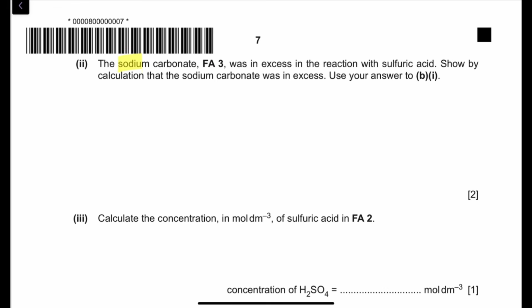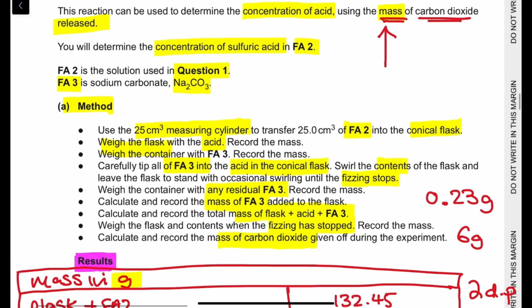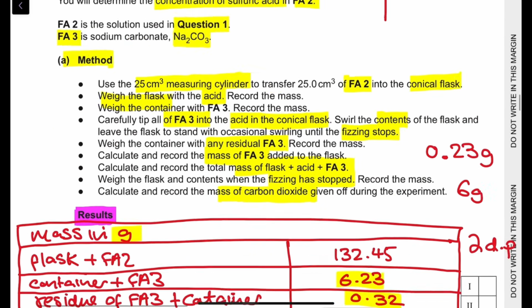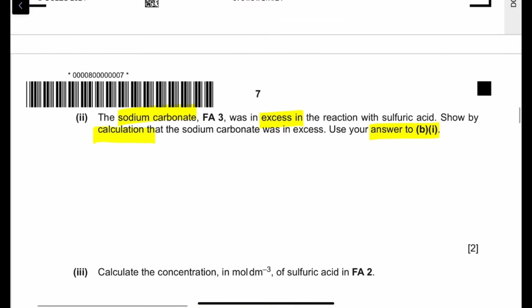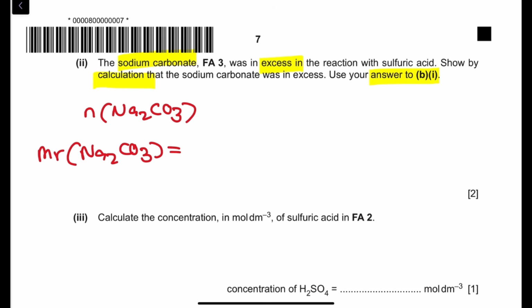It then tells us that the sodium carbonate added was in excess and that we need to show by calculation that this is the case, using our answer to Bi. So in Bi we calculated the number of moles of CO2, and if we look at our equation, you can see that the molar ratio of sodium carbonate to CO2 is 1:1. So if we calculate the number of moles of sodium carbonate, then perhaps we can do something with that. The number of moles of sodium carbonate again is going to be the mass divided by the Mr. The Mr of sodium carbonate is going to be 106, obviously just by using the individual Mrs.